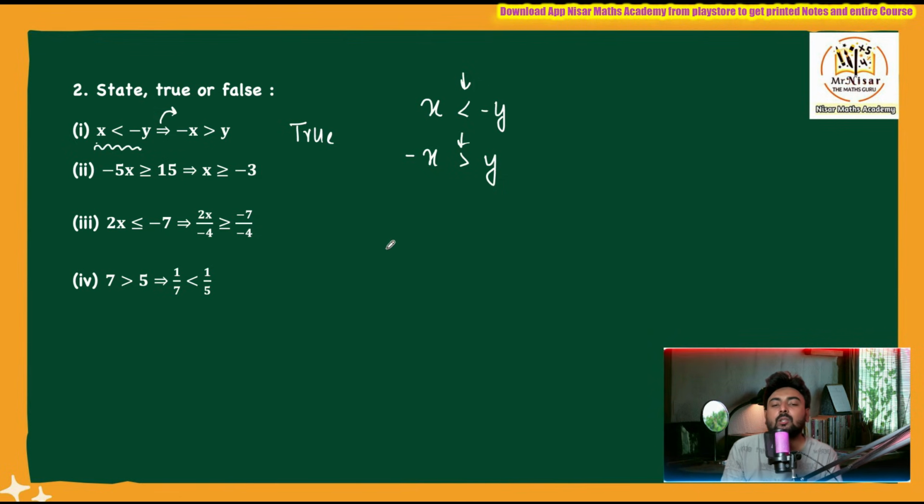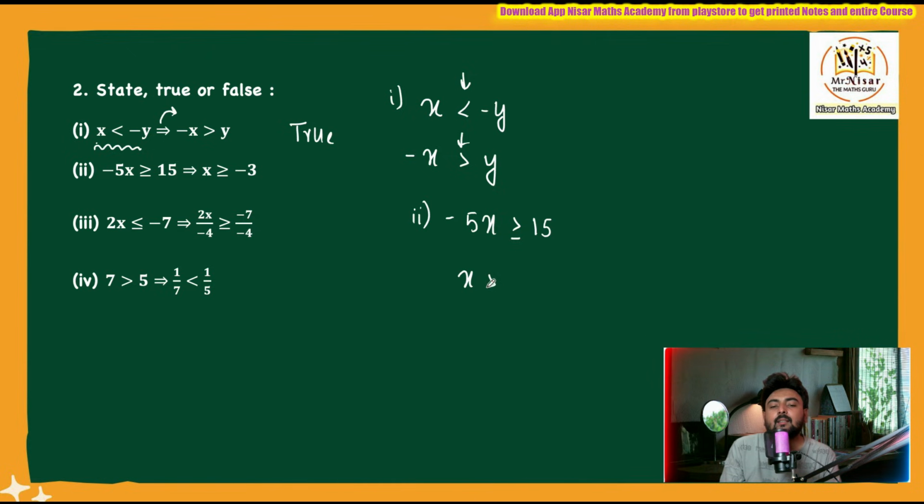In the second question, it is given: minus 5x is greater than or equal to 15. This is the question. Now what is done, children? See, this becomes x greater than or equal to minus 3. So what is done actually here? Both sides are divided by minus 5.